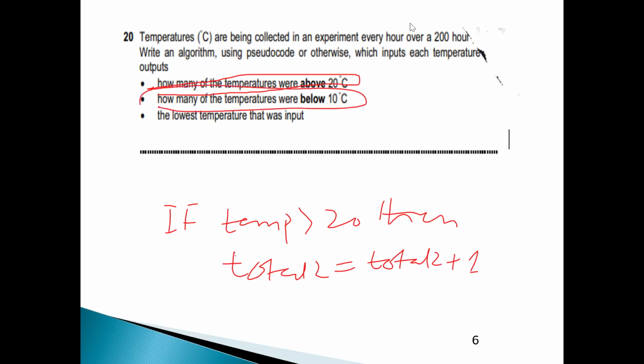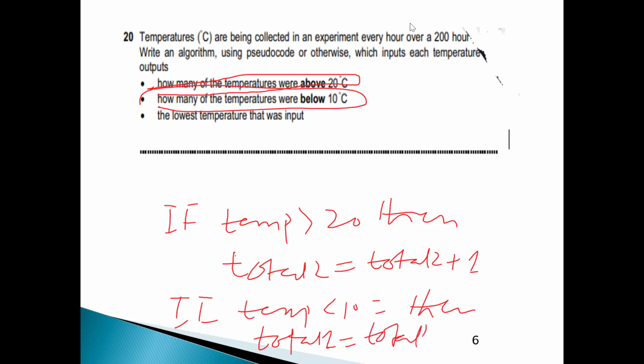Now we can put the condition: if temp less than 10, then total 1 equal to total 1 plus 1. Do you remember? We have done the same thing in the last round. I'm only doing the condition part.